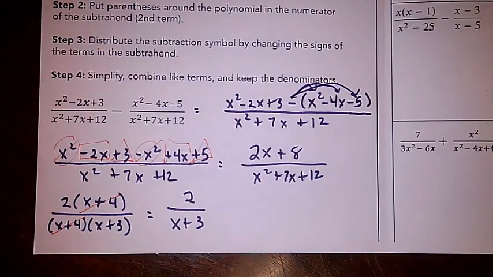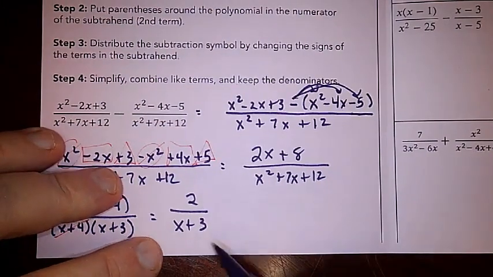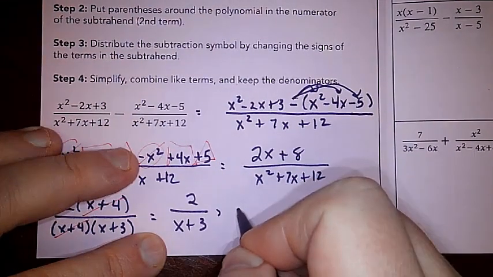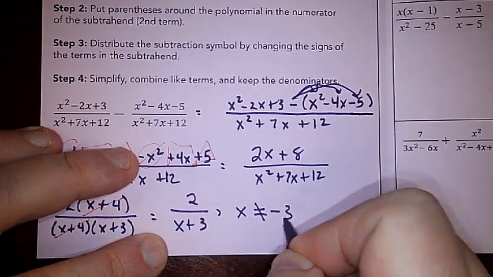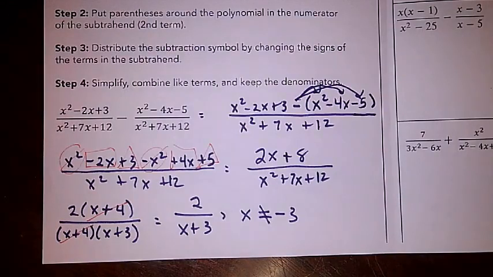Now, before I finish this problem off, I need to make sure that I've taken into account my constraints. If my answer is 2 divided by x plus 3, then I know x cannot equal negative 3. And I need to make sure that I'm noting that as my solution.